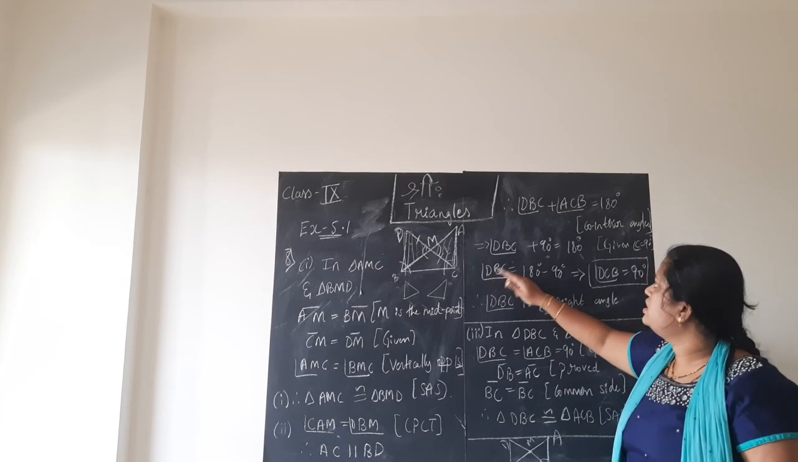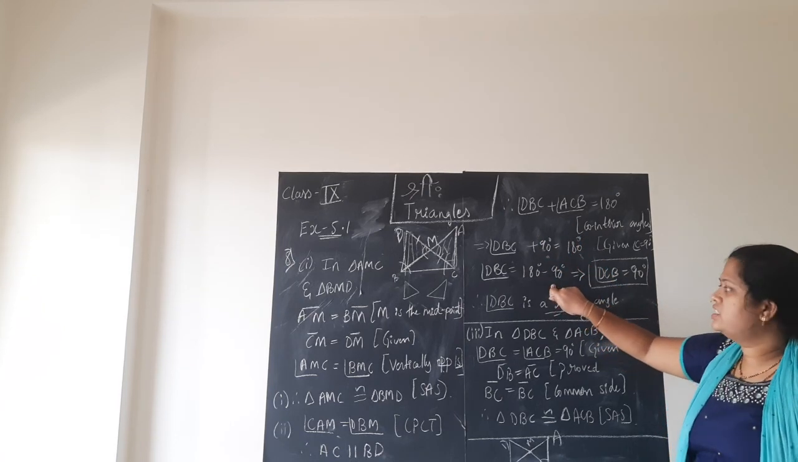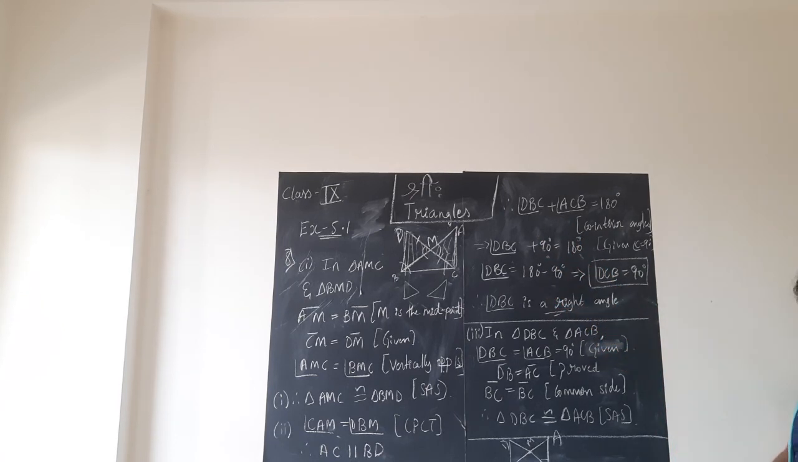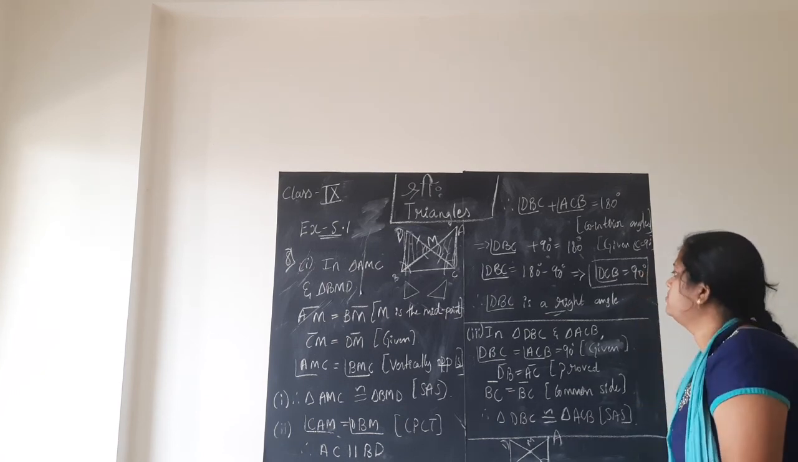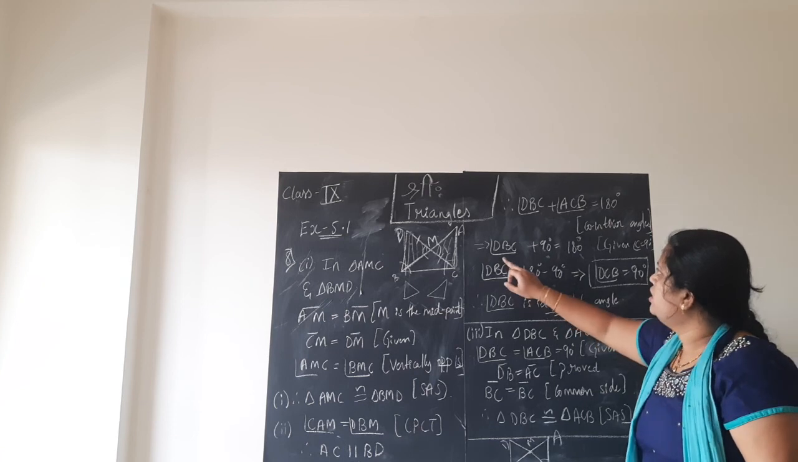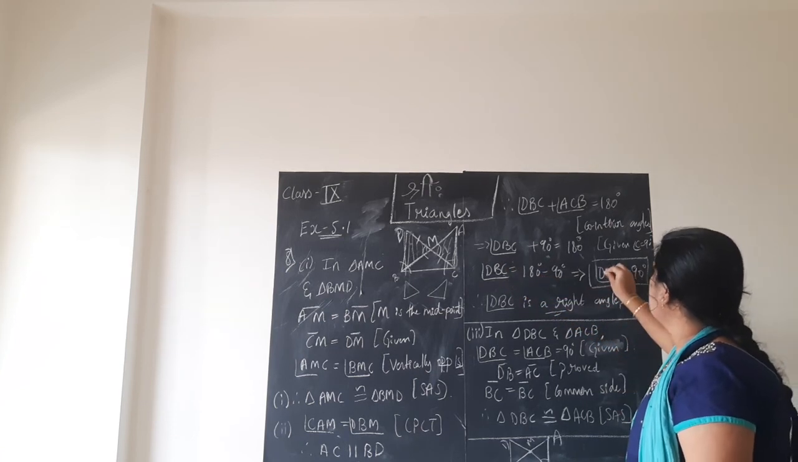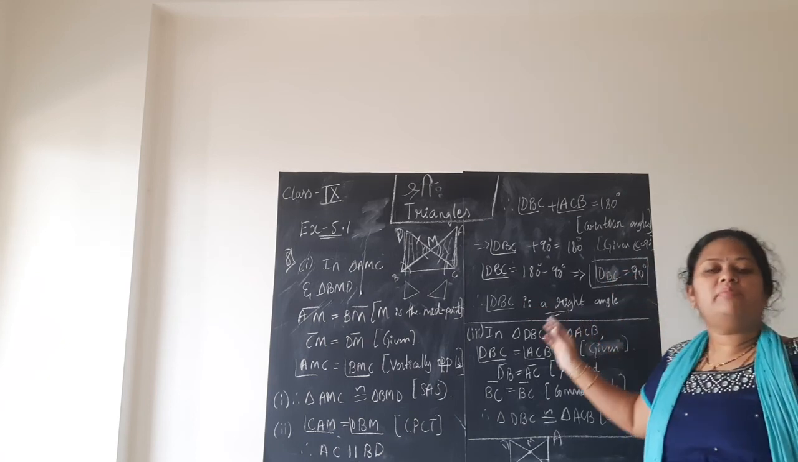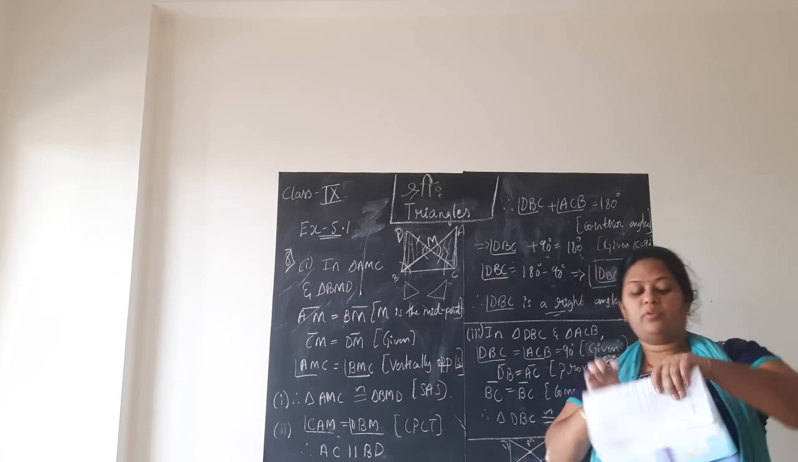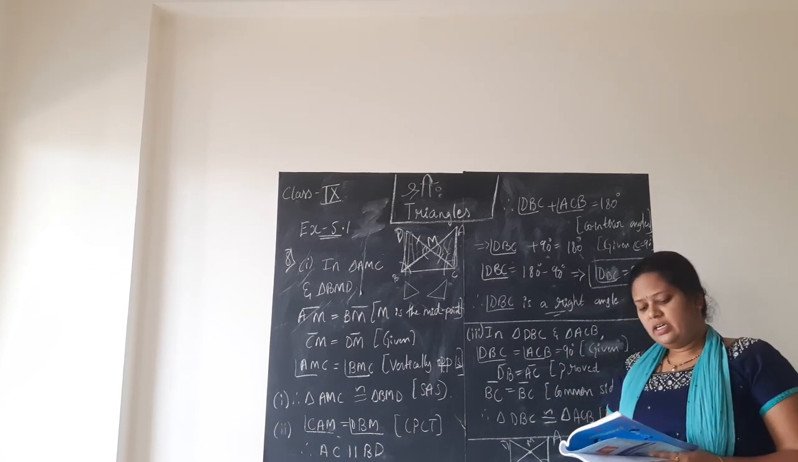Now angle DBC will be 180 plus 90. When I send 90 to the other side, it becomes minus 90. 180 minus 90 degree. Angle DBC is 90 degree. Of course, DBC is a right angle. Hence we proved the second sub question, that is angle DBC is a right angle.